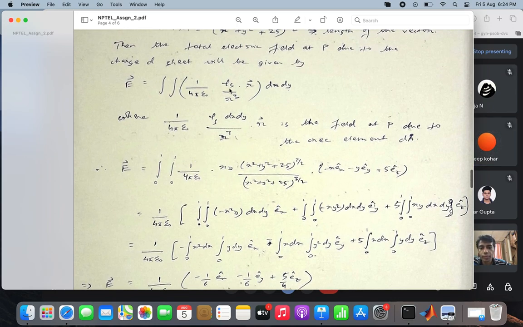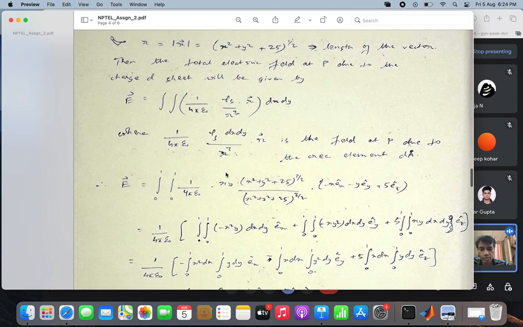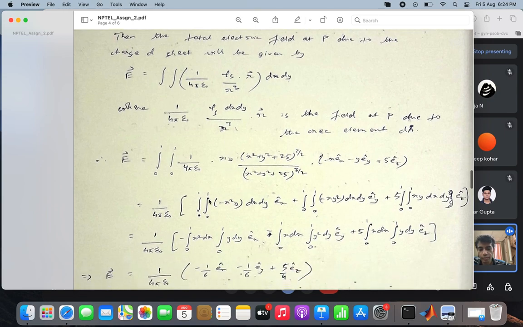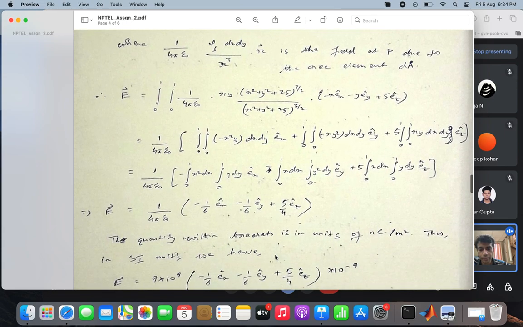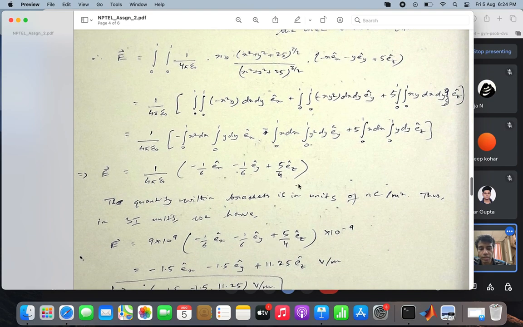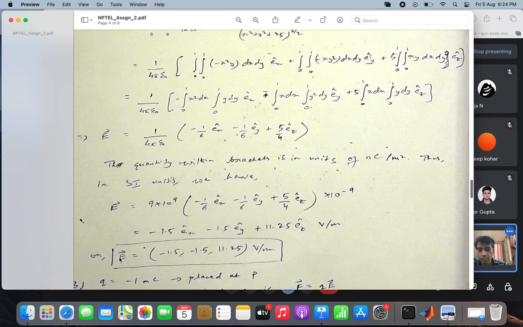So what we do is that we are given the value of rho s over here. So rho s is xy into this quantity, and we have already found r. So we substitute these things, and then we have many double integrals over different components of the vector. And finally we get this particular value of the electric field. This quantity within brackets is given in units of nanocoulomb per meter square, so in order to convert it into SI units, we multiply it by 10 to the power minus 9. Yes, and then we get this particular value of the electric field in SI units.